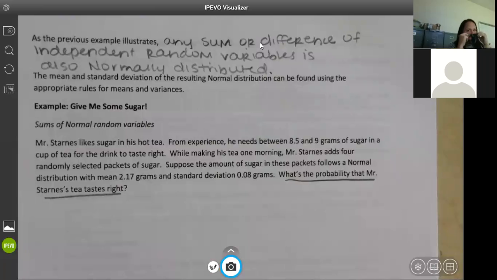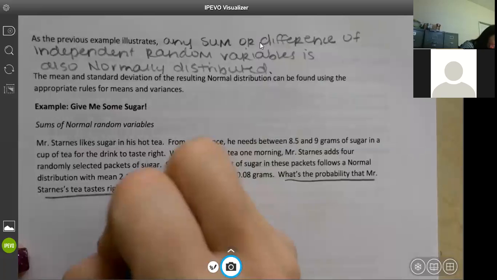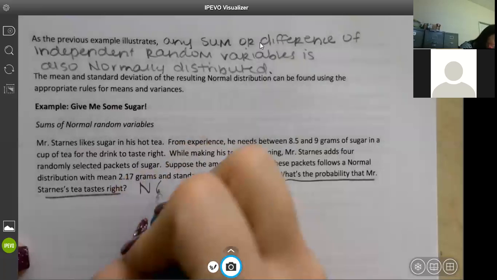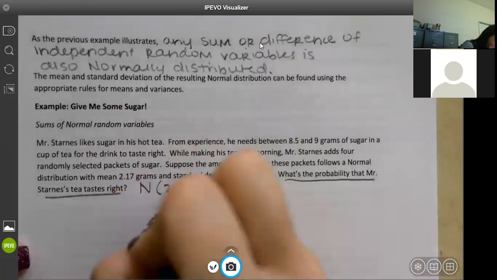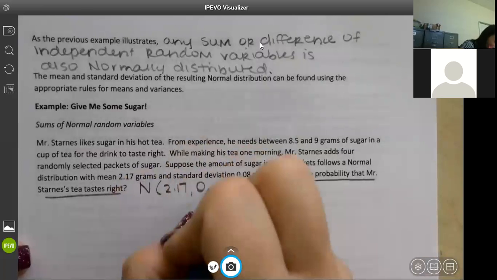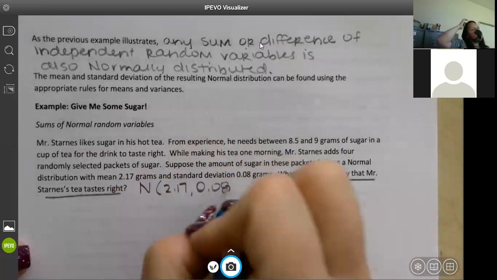Mr. Starnes likes sugar in his hot tea. From experience, he needs between 8.5 and 9 grams of sugar in a cup of tea for the drink to taste right. While making his tea one morning, Mr. Starnes adds 4 randomly selected packets of sugar. Suppose the amount of sugar in these packets follows a normal distribution with a mean of 2.17 and a standard deviation of 0.08.